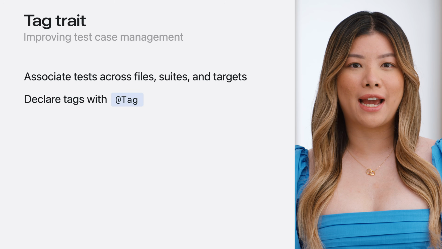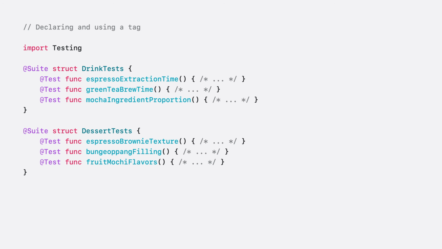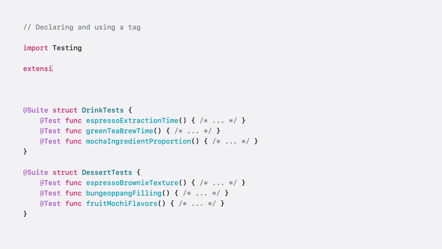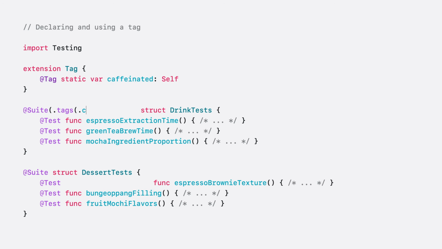But how do you declare a tag and add it to a test? All of these drinks contain caffeine, as does any espresso brownie worth eating. You can create a caffeinated tag to relate these tests even though they exist in separate suites. First, extend the tag type and declare a static variable with the name caffeinated. The variable needs to be an instance of Tag. And the secret ingredient? Add the Tag attribute to the variable to make it usable as a tag in your tests. Now that you've created the tag, you can add it to these tests.